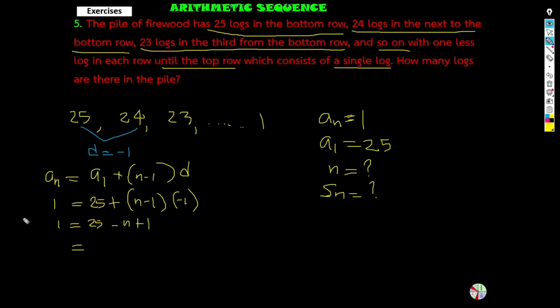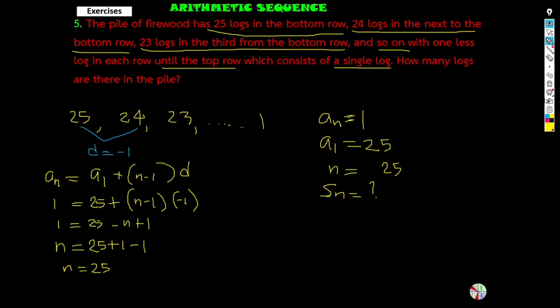And then we transpose n to the other side, and transfer the 25 as well. 25 plus 1 minus 1, therefore n is just equal to 25. Okay, 25. So we needed to find how many logs are there in the pile. So n is just equal to 25. We will erase this now.